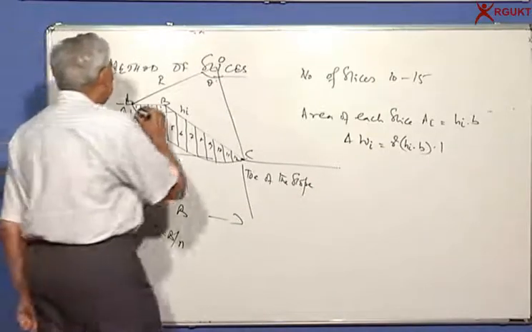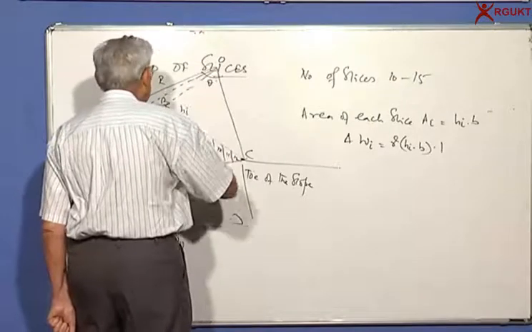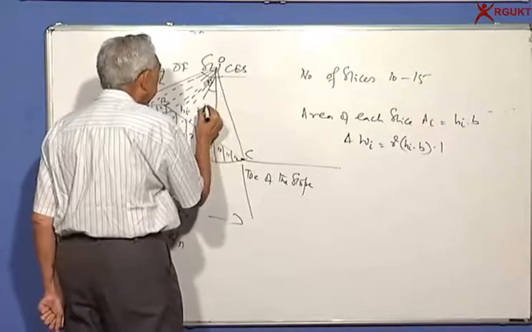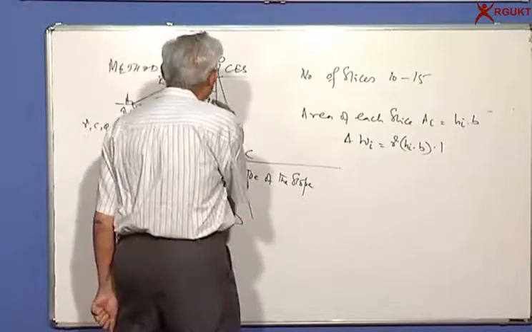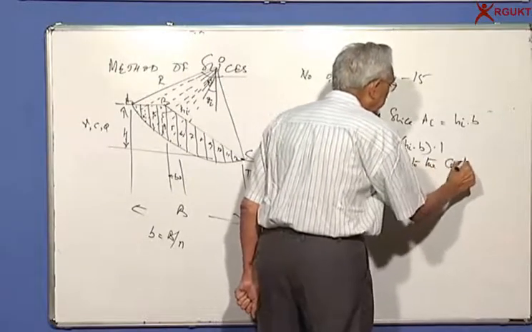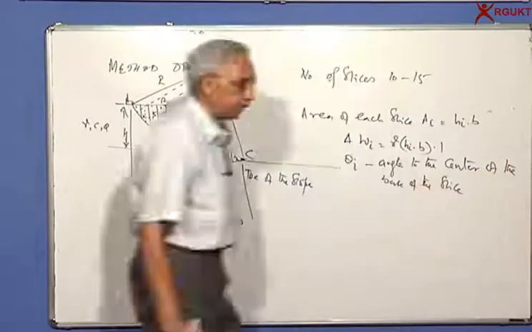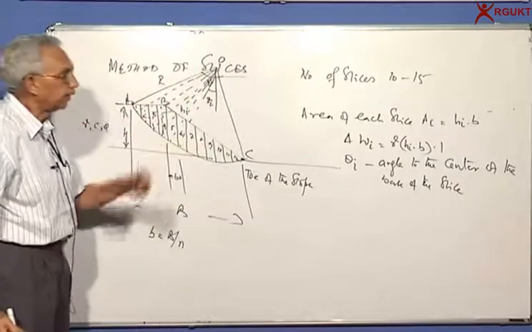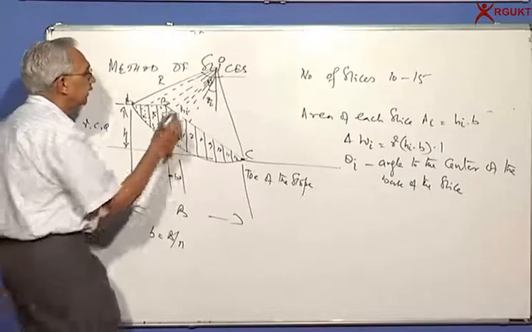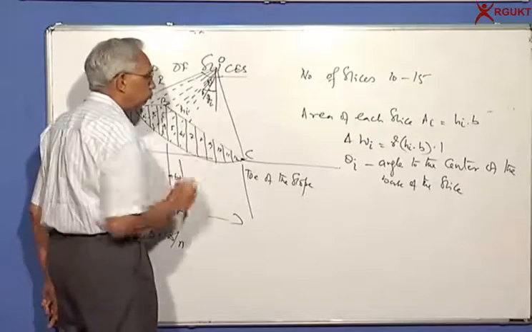Then we also find out what will be the angle with respect to the center, and I try to measure this angle with respect to the vertical, theta i, the angle to the center of the base of the slice, so that I can now take the component of W along the base. Okay, so what is theta i? Suppose this is the fourth slice, this will be theta 4.